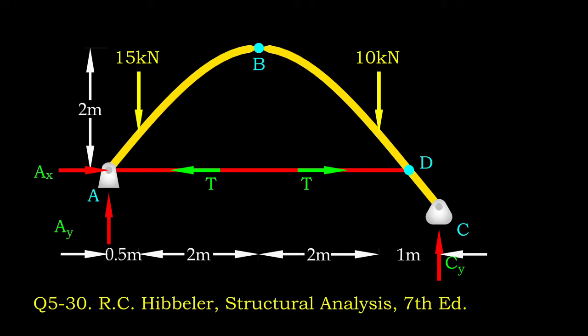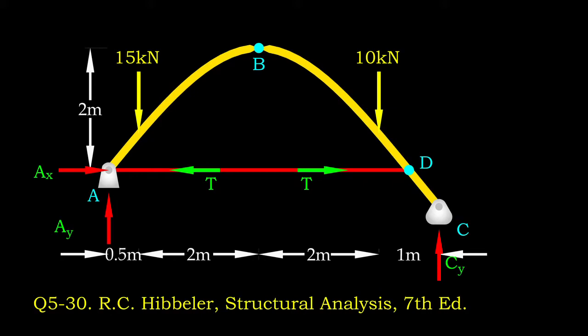Two concentrated loads with magnitudes of 15 and 10 kN are exerted on this arc. You may find this problem in the 7th edition Structural Analysis book authored by R.C. Hibbeler. The objective of our analysis is to determine the support reactions and the force in the cable.